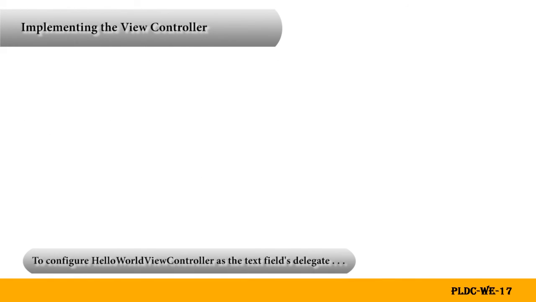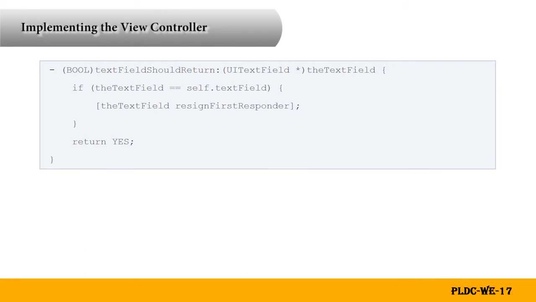To configure Hello World View Controller as the text field's delegate, if necessary, select Hello World View Controller M in the project navigator. Implement the text field should return method. The method should tell the text field to resign first responder status. The implementation should look something like this. In this app, it's not really necessary to include the text field == self.textFieldTest because there's only one text field. This is a good pattern to use, though, because there may be occasions when your object is the delegate of more than one object of the same type, and you might need to differentiate between them.